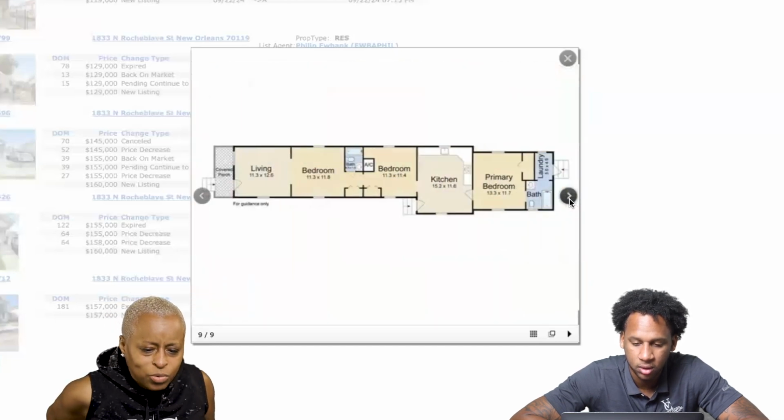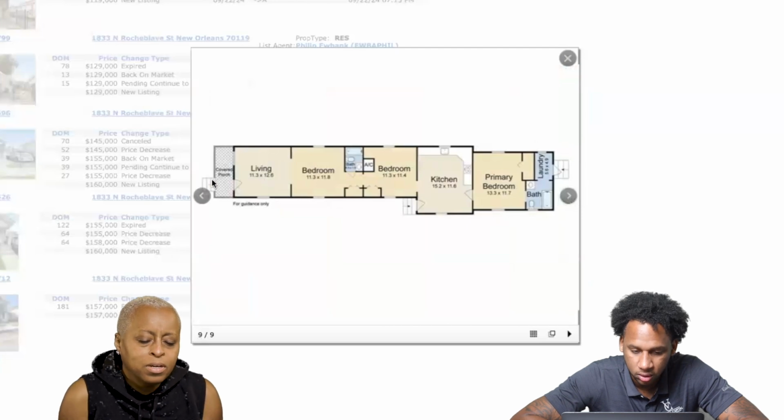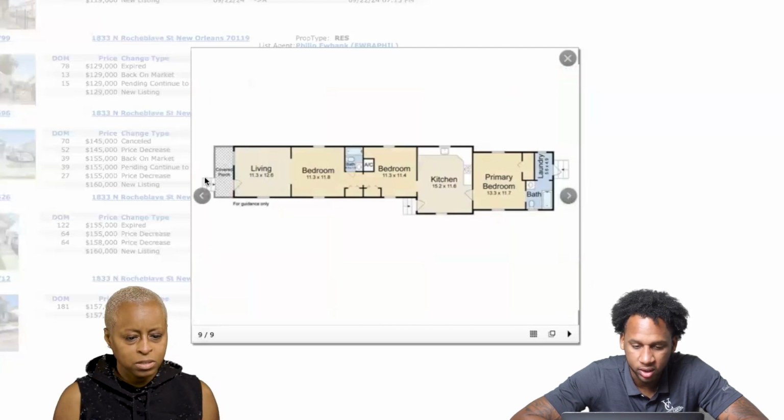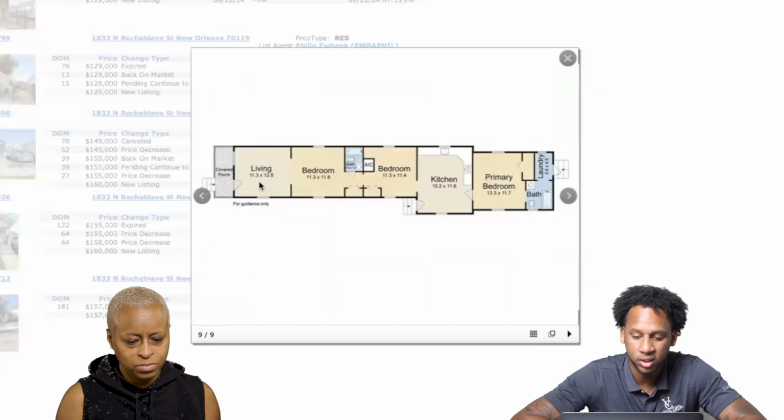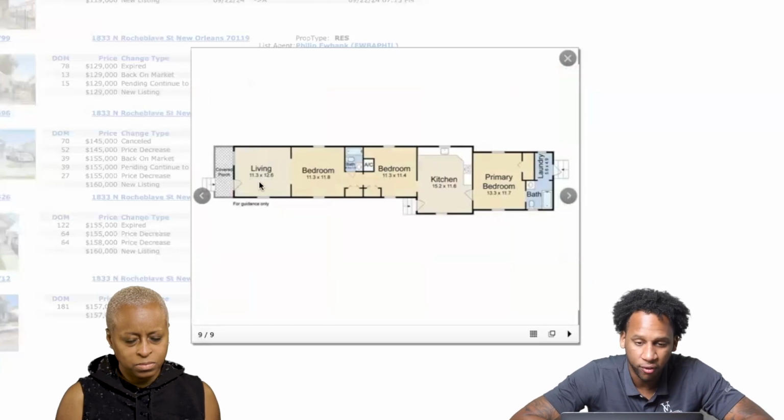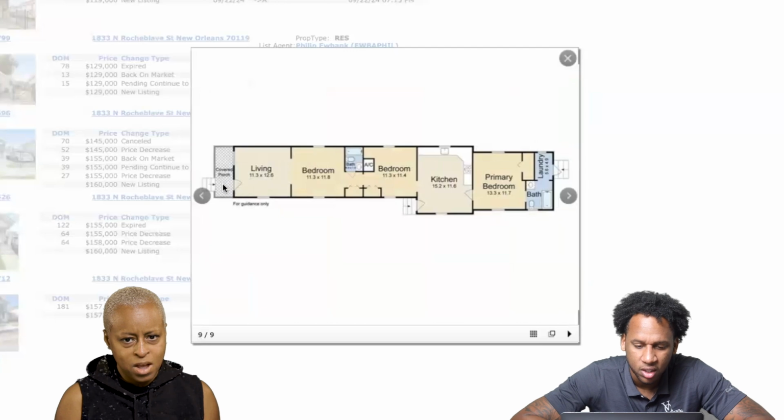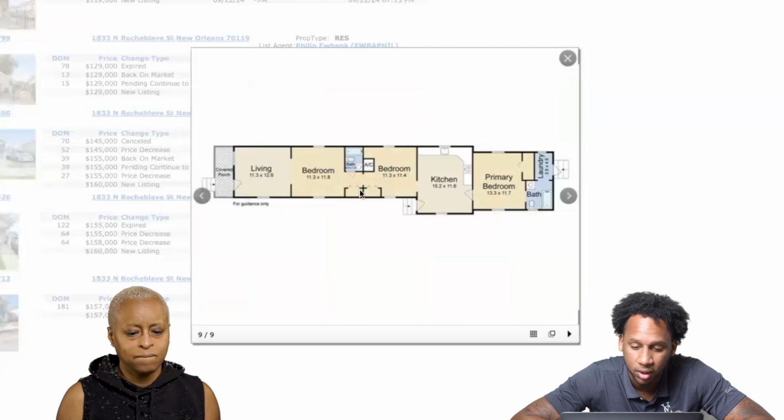Yeah, so I do remember seeing this property. And it's a shotgun. It's one of those New Orleans shotgun houses. And for her, right off the bat, for her to get 270,000 as the ARV. I thought it was 260, but you might be right. 260. For her to get 260, she's gonna have to change the layout of this property.